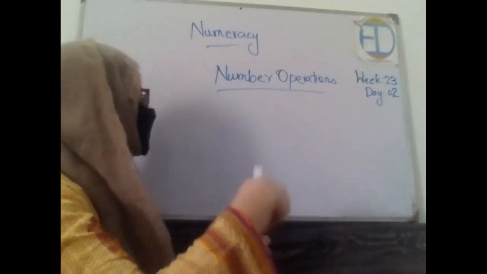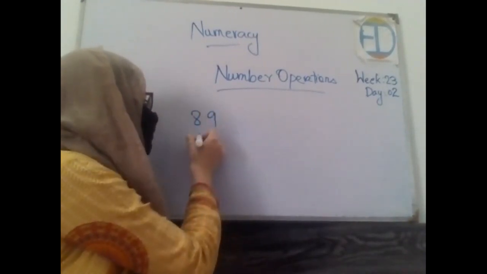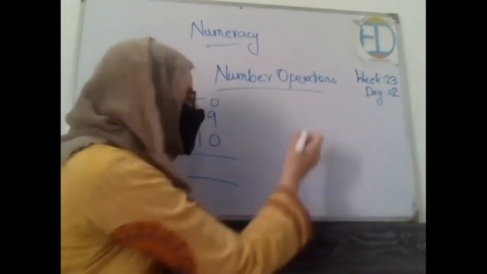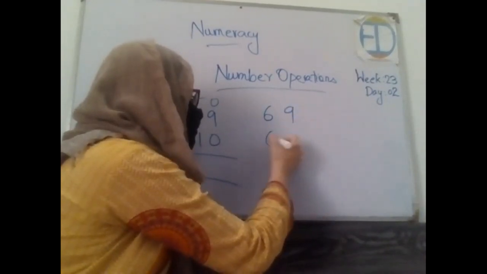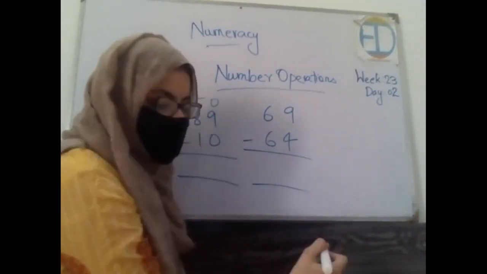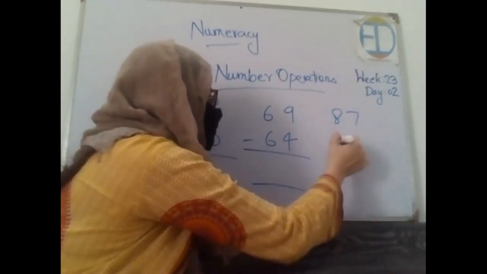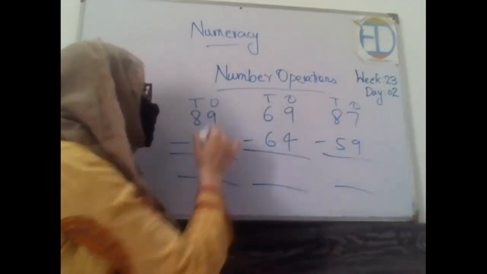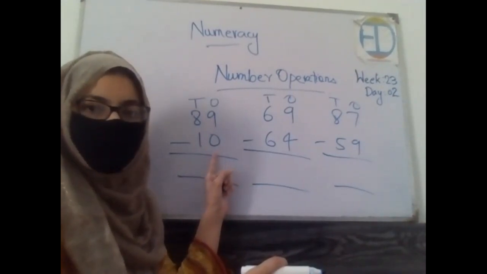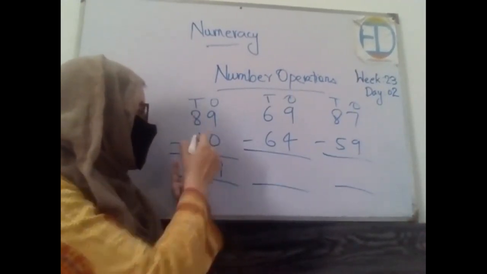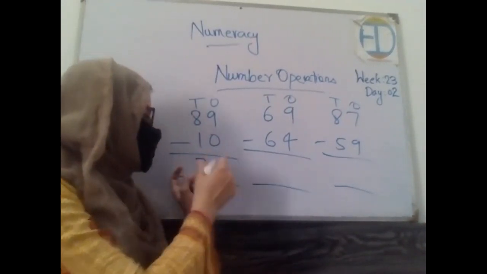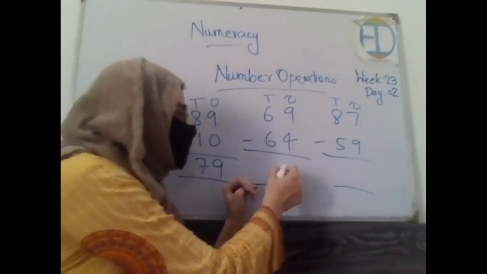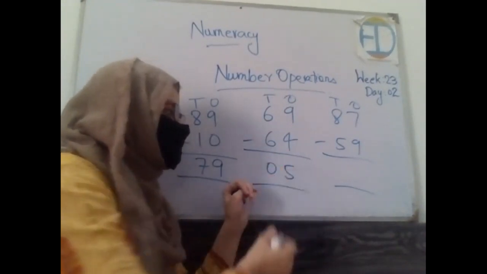Okay, so the first question is, then we have, okay, 9 minus 0, 9. 8 minus 1, 7. So this was without carrying over. 9 minus 4, 5. 6 minus 6, 0.